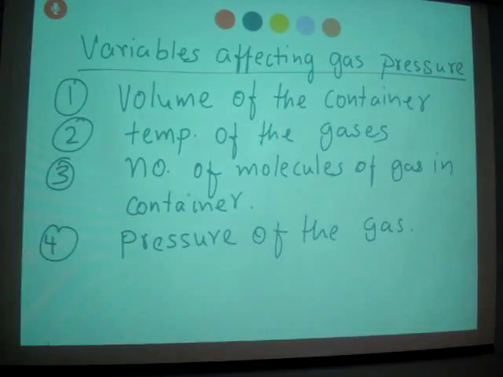So volume, the symbol is V; temperature is T; number of the molecules of gas, that is the number of moles, is N; and pressure is P. Now, scientists came and started experimenting, and they defined gas laws.